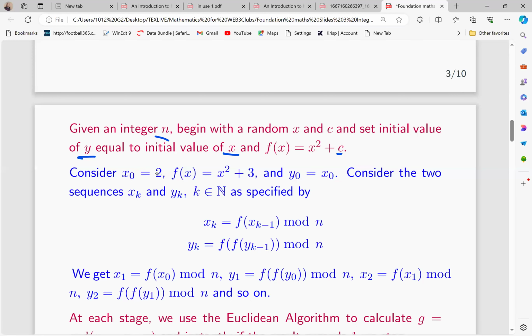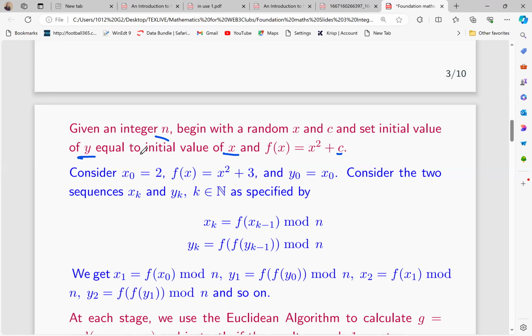Y will be moving faster than x. Y will be increasing faster than x. But at some point, they are likely to meet. X is likely to catch up with y, because we are using the knowledge of congruence. So although y will be moving 2 steps ahead of x, at some point x is likely to catch up with y. And then we find the GCD.